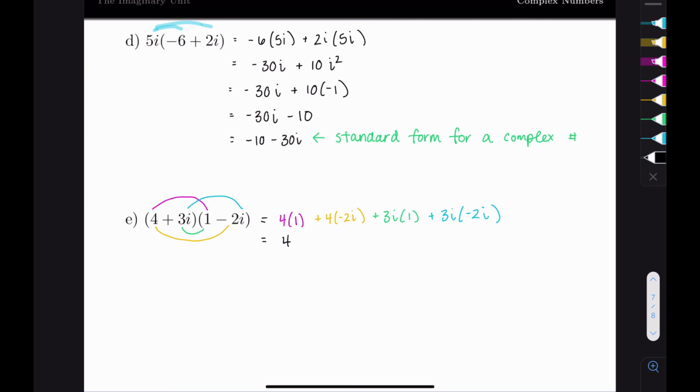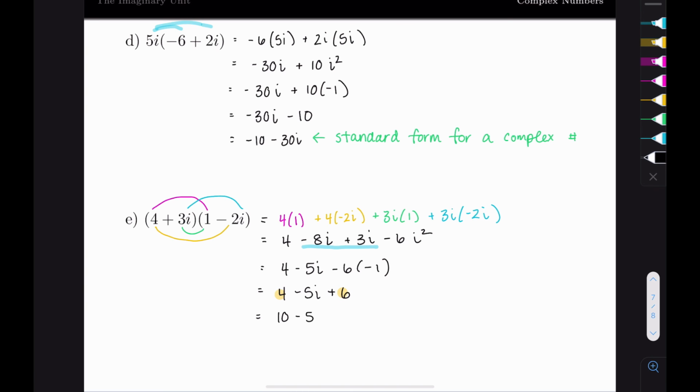4 times 1 is just 4. And then here, 4 times -2 is -8i. 3i times 1 is 3i. And then 3 times -2 is -6, but we have I times I, so that gives us I squared. So we can do some combining. So here we have -8i plus 3i. That gives us -5i. And then again, I never want to have an I squared. I squared is -1. So this is 4 minus 5i, and that ends up turning into a plus 6. And then again, I'm still not fully simplified because there's some stuff I can combine. The 4 and the 6 combine to give us a 10, and then a minus 5i. And so that is in standard form.